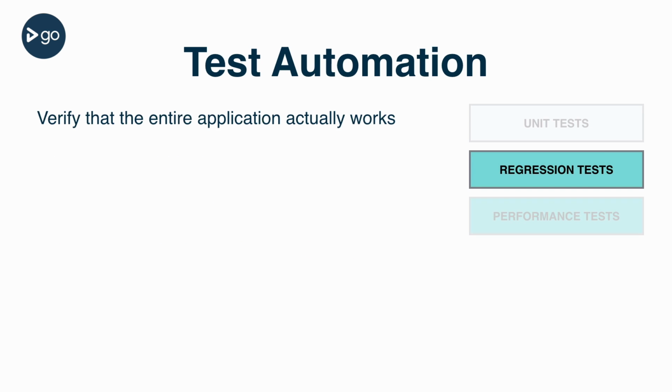A regression test suite verifies that your entire application actually works. This suite adds a ton of value to a deployment pipeline. For many, the regression stage of a pipeline gives the confidence needed to deploy.